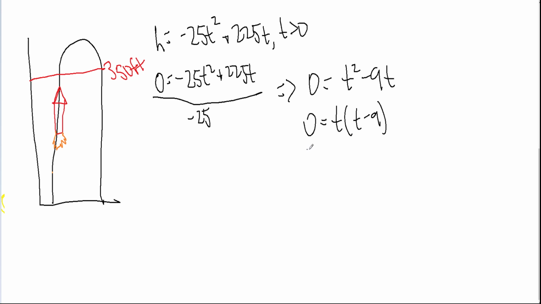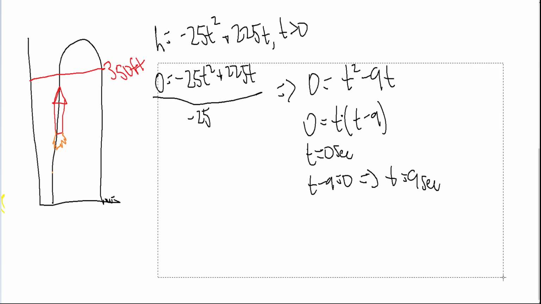And then we set each of these equal to 0. So we have t equal to 0 and t minus 9 equal to 0. And solve for t here. So we have t equal to 9. And so we find that the rocket hits the ground at 0 seconds and 9 seconds. And the 0 seconds just means that it hasn't actually launched yet. It's still on the ground over here on the left side. But at 9 seconds, it's gone through its entire trip and landed back on the ground.